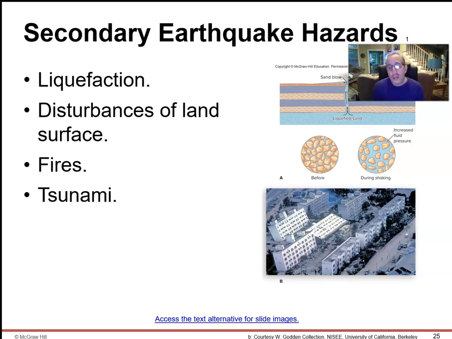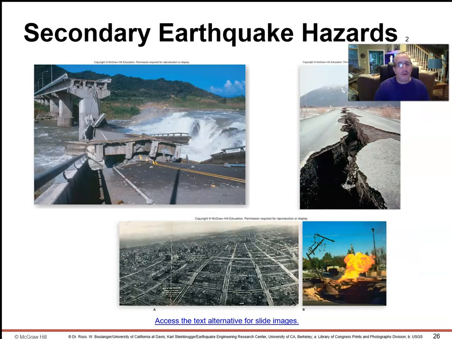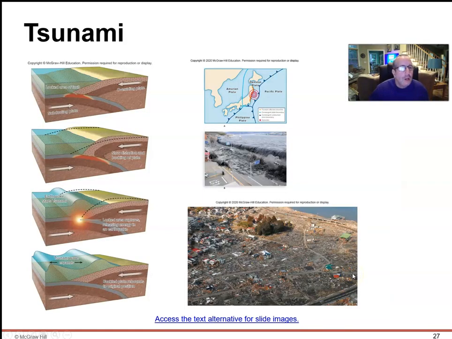Fires are a common thing just because of human infrastructure. Our gas lines break. So you have fires from that. Buildings, the electrical grid gets disturbed. That's why we have fires. And of course, after a major earthquake, it's impossible to fight fires. So they kind of grow a lot more than they should after an earthquake. And then we've already discussed the tsunami earlier. And here are photos of each one of those: a tsunami, the ground displacement, liquefaction, and the fire that we just mentioned.